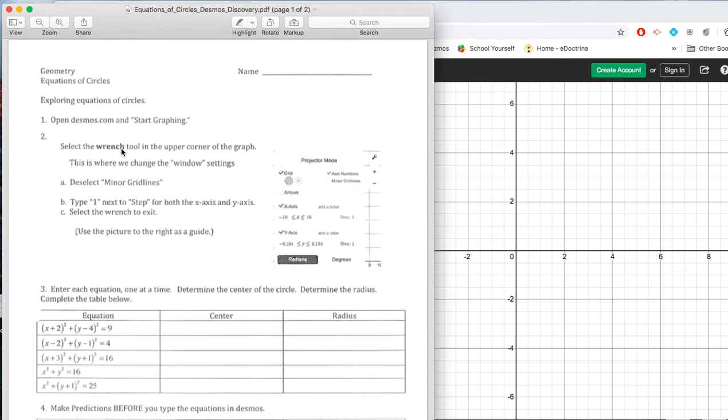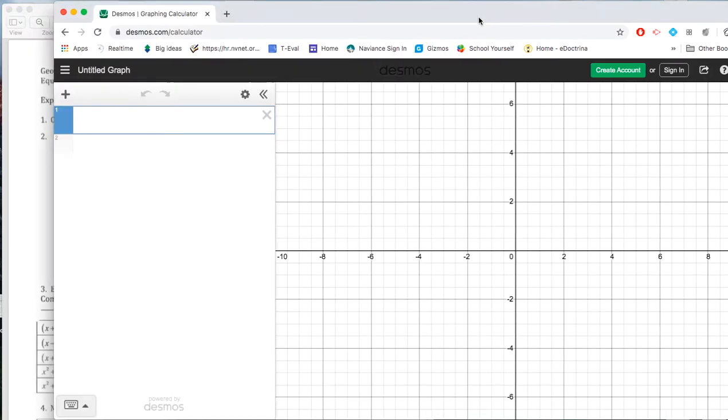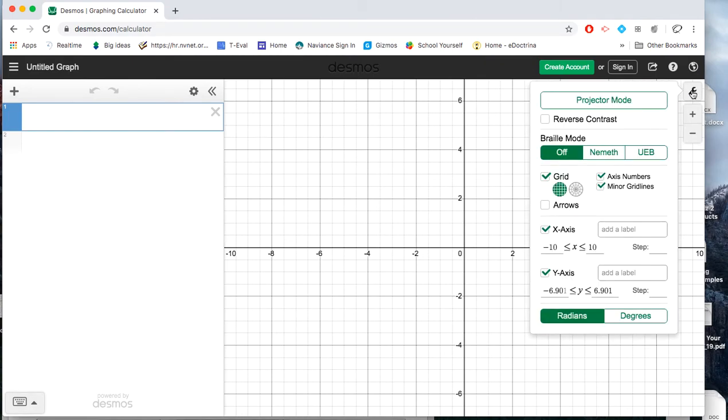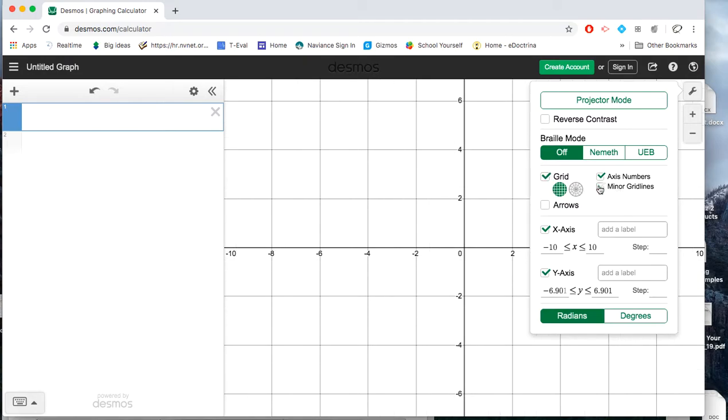We're going to select the wrench, and that is in the upper corner. I know what to do, so I'm not going to go back to this sheet. This is the wrench over here. That's going to let you adjust all of your settings. The grids, that's all these lines, are kind of too much. So we are going to get rid of the minor grids. We're going to click on minor grids, and those are going to go away.